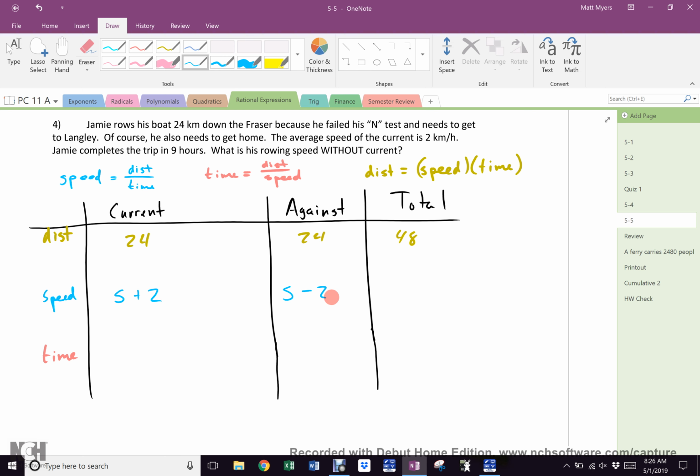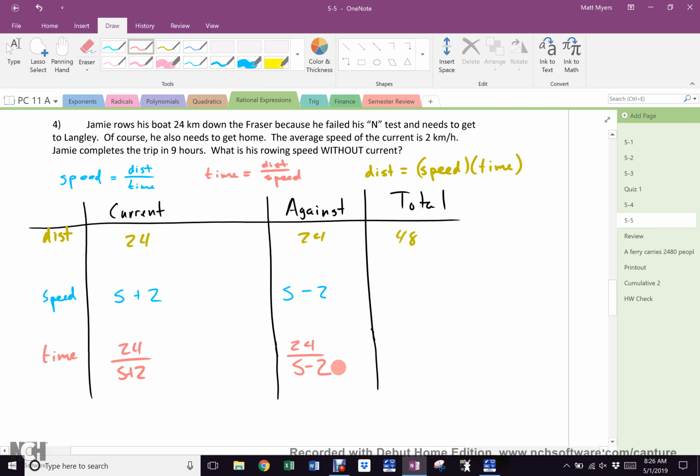Now, this is where it gets really tricky. What is his time? What is his time? 24 divided by s plus 2. So what's his time over here? 24 over s minus 2.